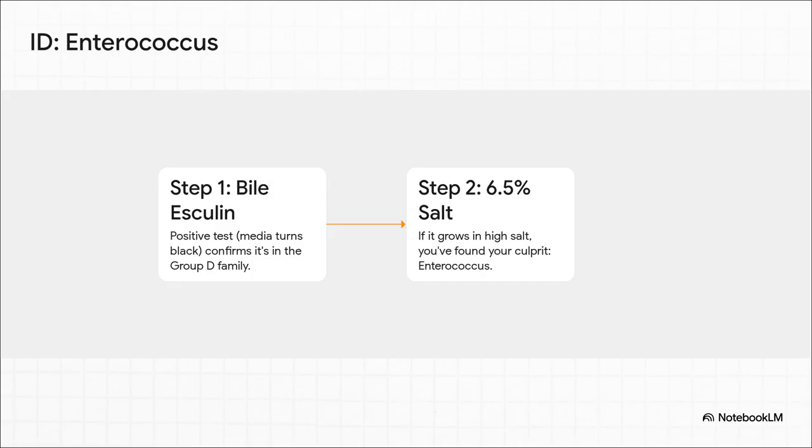So how do you single out the incredibly tough Enterococcus? It's a clever two-step process. First, both Group D strep and Enterococcus can pass something called the bile esculin test. They turn the test media black. But the second step is the real kicker. Only Enterococcus is tough enough to grow in a really high salt environment. If it can grow in 6.5% salt, boom, you've found your culprit.